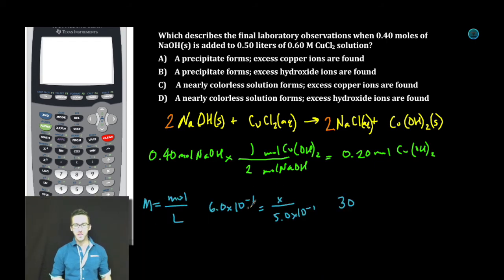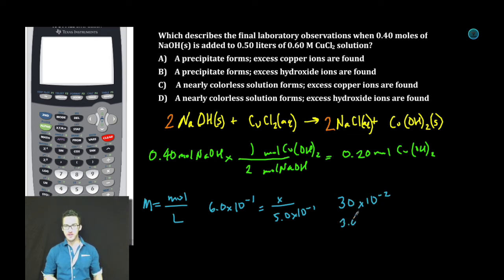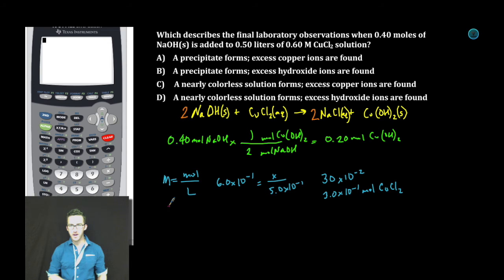And then we're going to add the exponents. -1 plus -1 times 10 to the -2. Convert to correct scientific notation, 3.0 times 10 to the minus 1 moles of copper 2 chloride. All right, now that we've got moles of copper 2 chloride, let's figure out how much copper hydroxide could potentially be made. This 3 times 10 to the minus 1 is 0.30 moles of CuCl2.